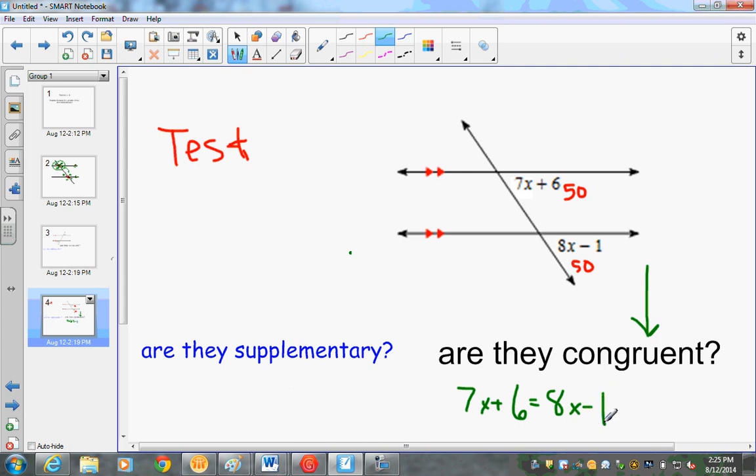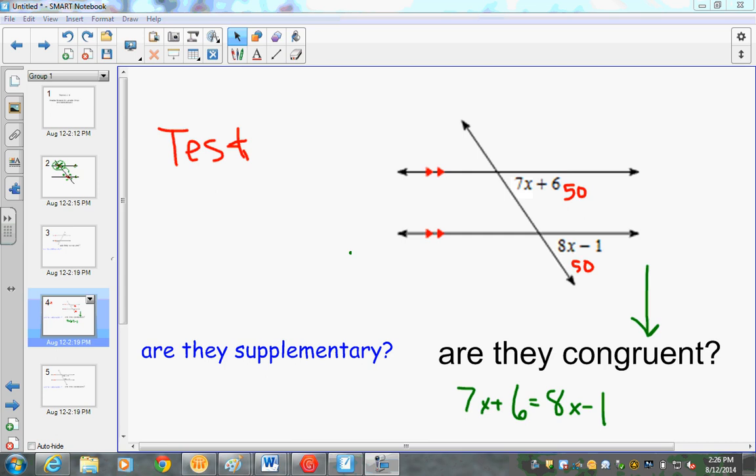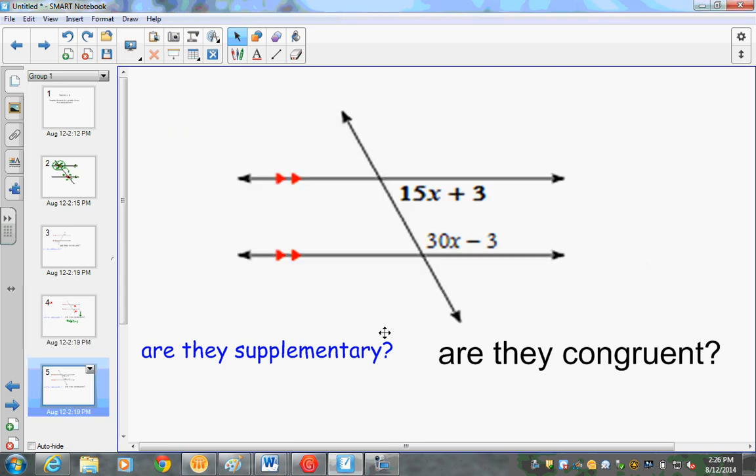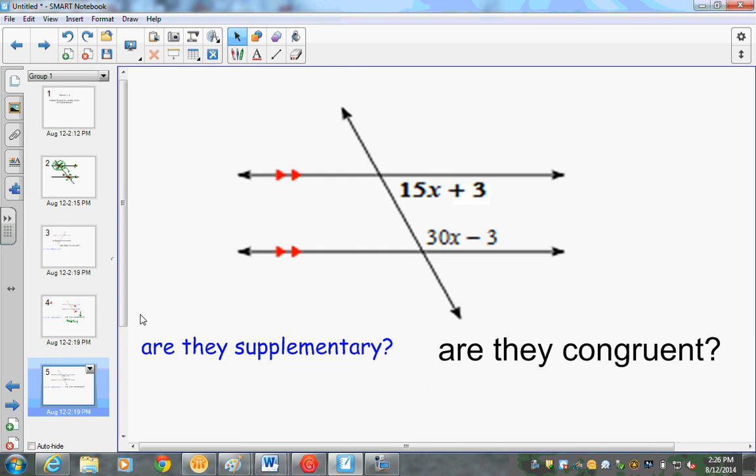Now, let's see if we can find one that's a little more challenging. All right, here's our next problem. Now remember, we're solving for x here, and I haven't been solving for x for the previous questions just because that's not really the main concept that I want to teach in this video. I just want to make sure you understand, are they supplementary or are they congruent, but if we have enough time, we'll solve for x here.